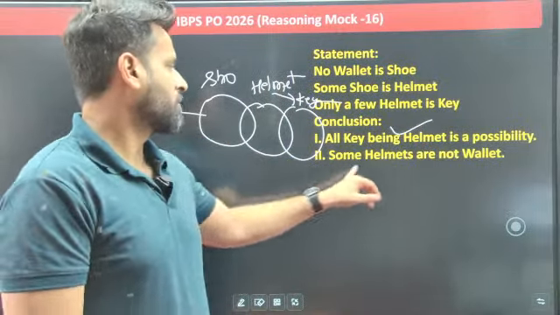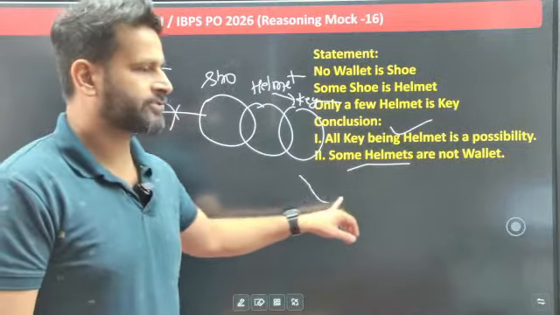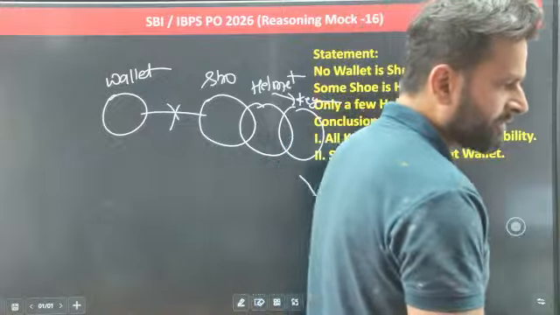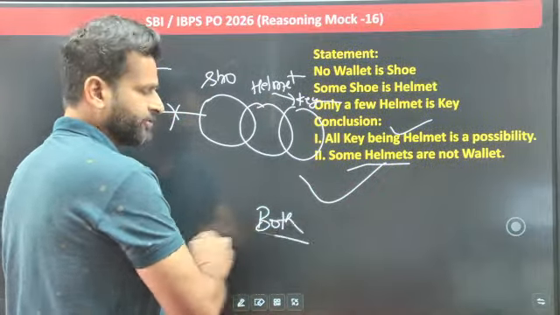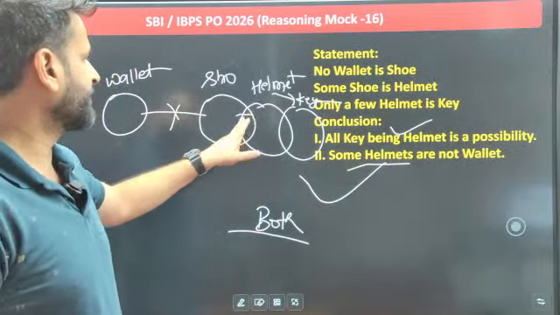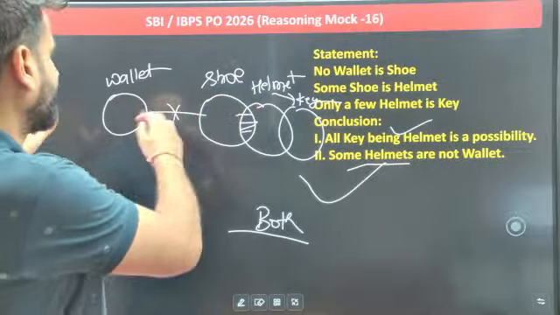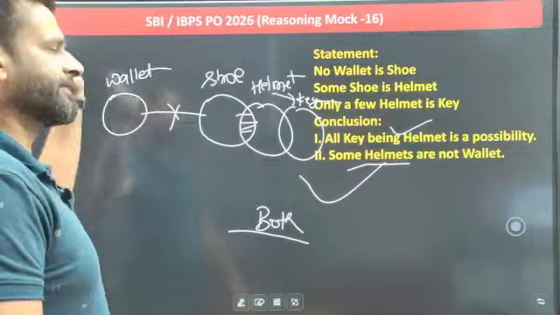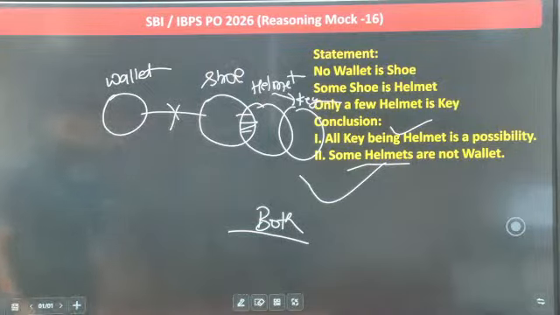Reverse is right. Some helmets are not wallet. कहाँ गया wallet? Some helmet. Yes. This one is also right. है ना? This is what you were saying both. What is your answer, Alam? आ जाएगा? Will you be getting both as the answer? Some helmets are not wallet. Why? These much of helmet which is common to shoe. Because no shoe is wallet, so these much of helmet will never go to wallet. So I can say that some helmets are not wallet.